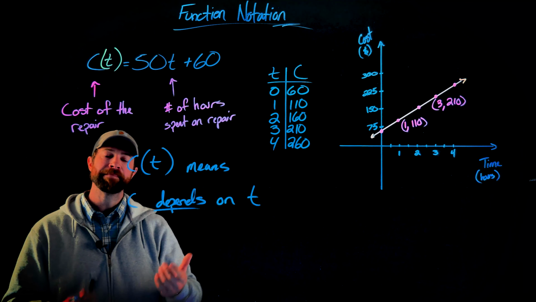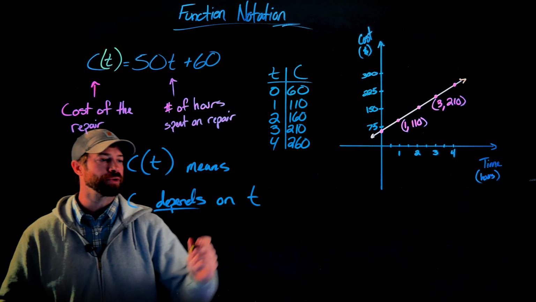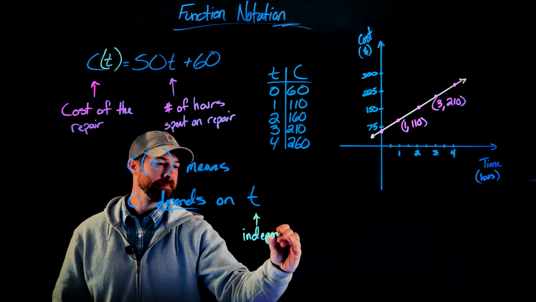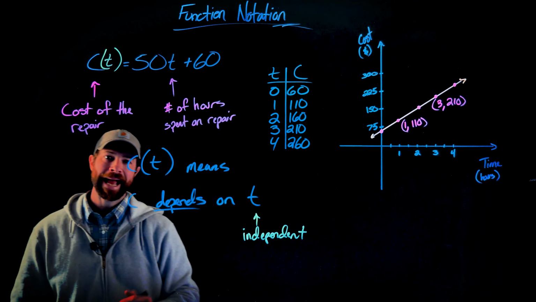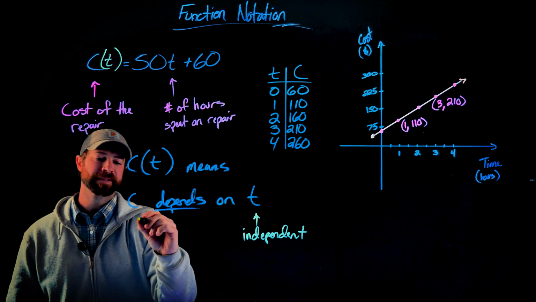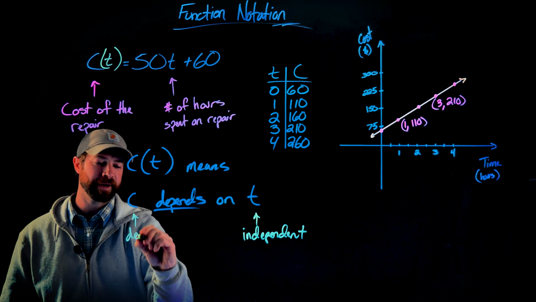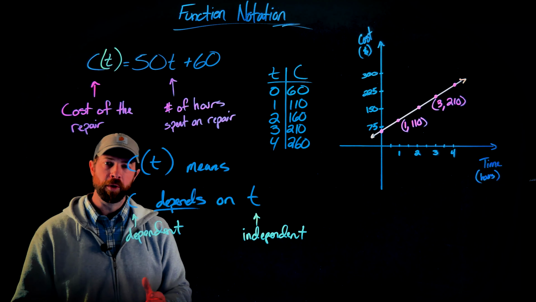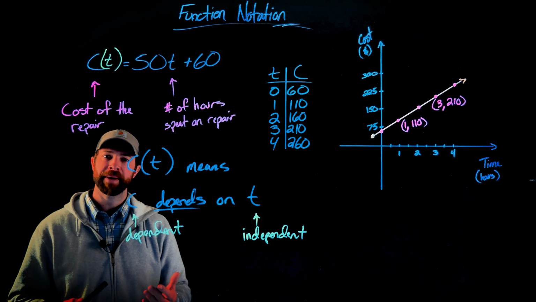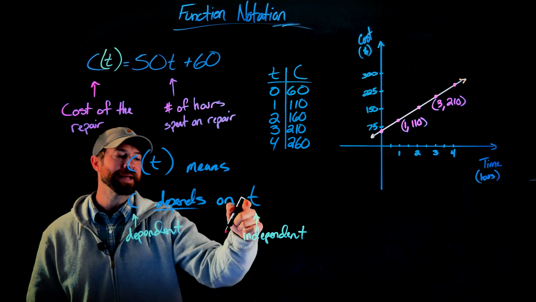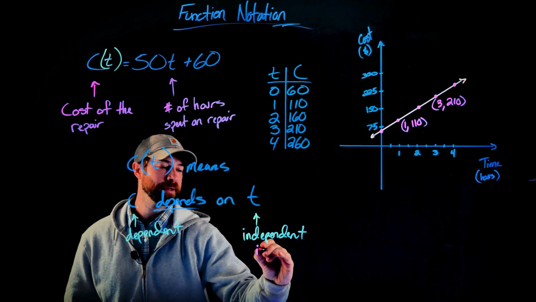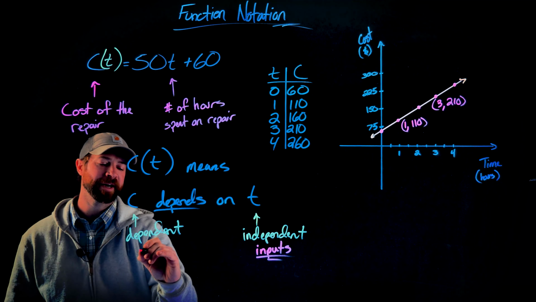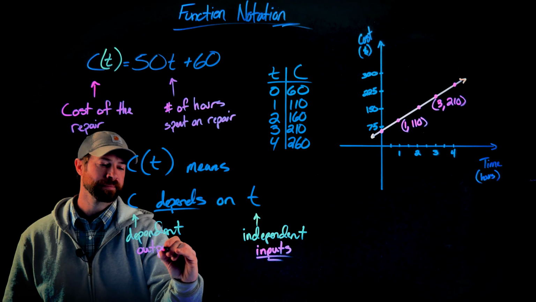Now c and t mathematically have very specific roles. t is called the independent variable, and c, which depends on the amount of time, is called the dependent variable. As we move forward, another way of talking about independent and dependent variables: we think of independent variables as inputs, and we think of dependent variables as outputs.